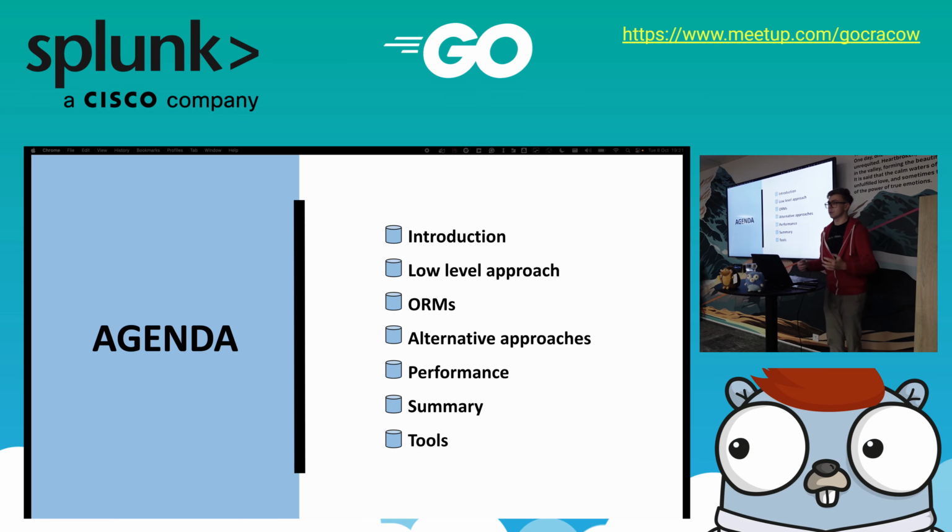We'll talk about the low-level approach, so libs that let us write SQL kind of raw. Then we'll move to ORMs, so libraries that are more abstract. After that, we'll talk about some alternative approaches, which are, I would say, specific for Go. After that, we'll compare them with some benchmarks that I found. And after that, we'll sum all of these things up. I'll give my subjective opinions about in which case I would use any of those tools.